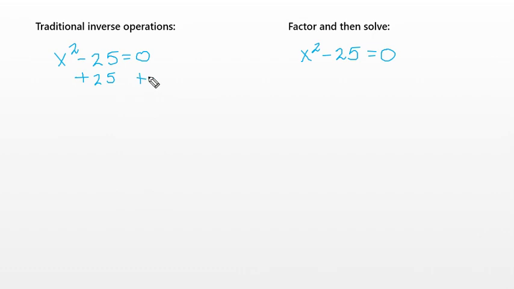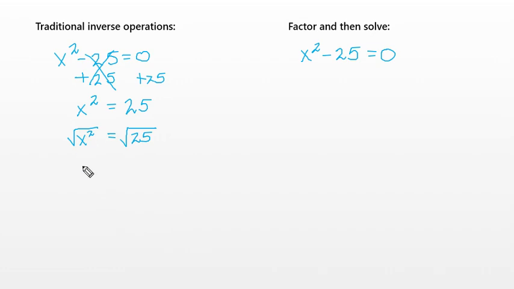So if we use our traditional inverse operations, we know that we would need to add 25 to both sides of the equation. And this would equal 0, negative 25 plus 25. So on the left side of the equation, we'd be left with x squared equals 25. And then we know that we still need to get x by itself, and so the inverse of squaring would be to take the square root of x squared. And we would have to take the square root also of 25.